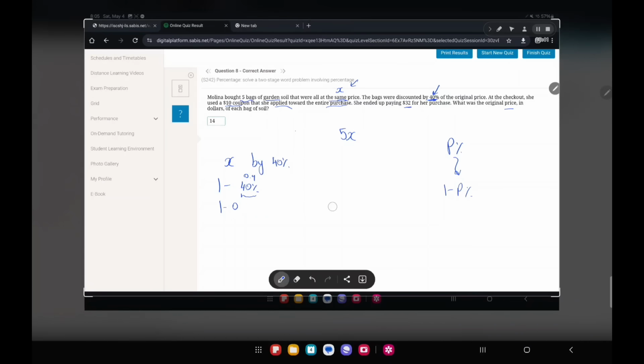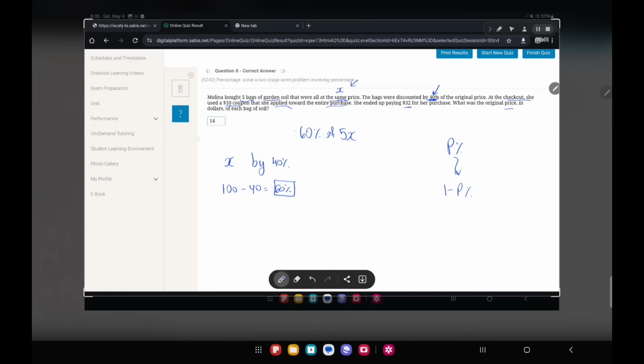You can do this in your head. You don't have to write it, okay? If I'm discounting anything by X percent, if I'm discounting by 40%, just do 100 minus 40, that's 60%. So that means I'm paying 60%, okay? So I'm paying 60% of the 5X, since it got discounted by 40%. This is just for those who don't know it. Most people should already know this.